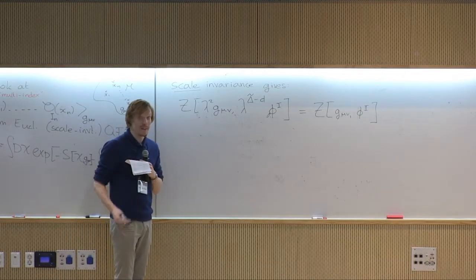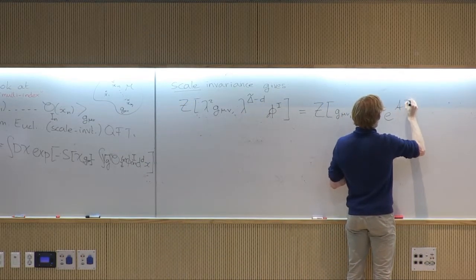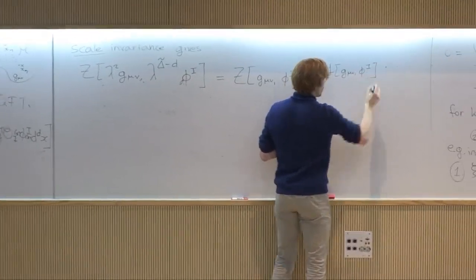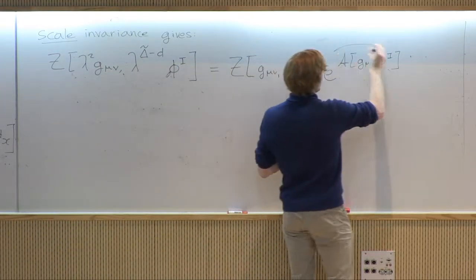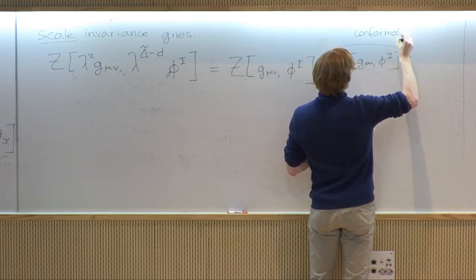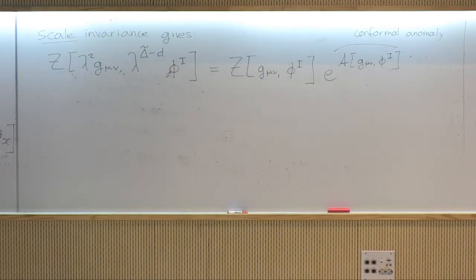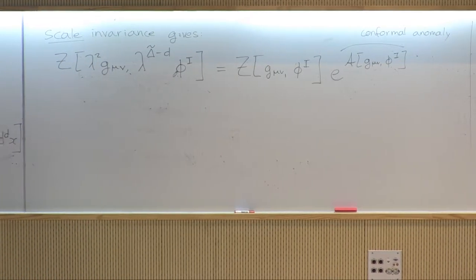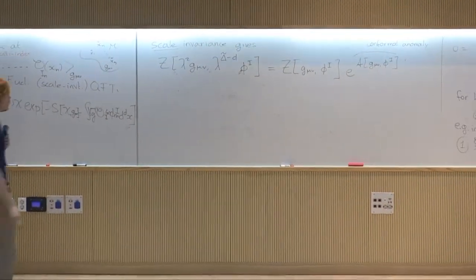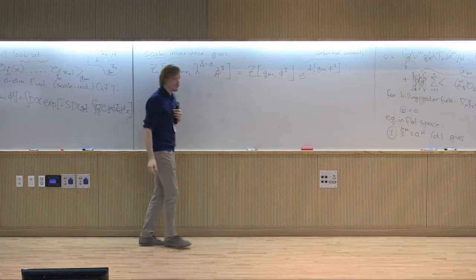Now, in fact, it turns out that if you look closely at scale invariant theories, this is not quite what happens. What happens is that there is some additional term in the partition function, which is called the scale, or more commonly called the conformal anomaly. And in unitary theories, you can show that such an anomaly often has to exist by unitarity. And so it's rare to have exact scale invariance. But this anomaly is just some small modification from exact scale invariance.